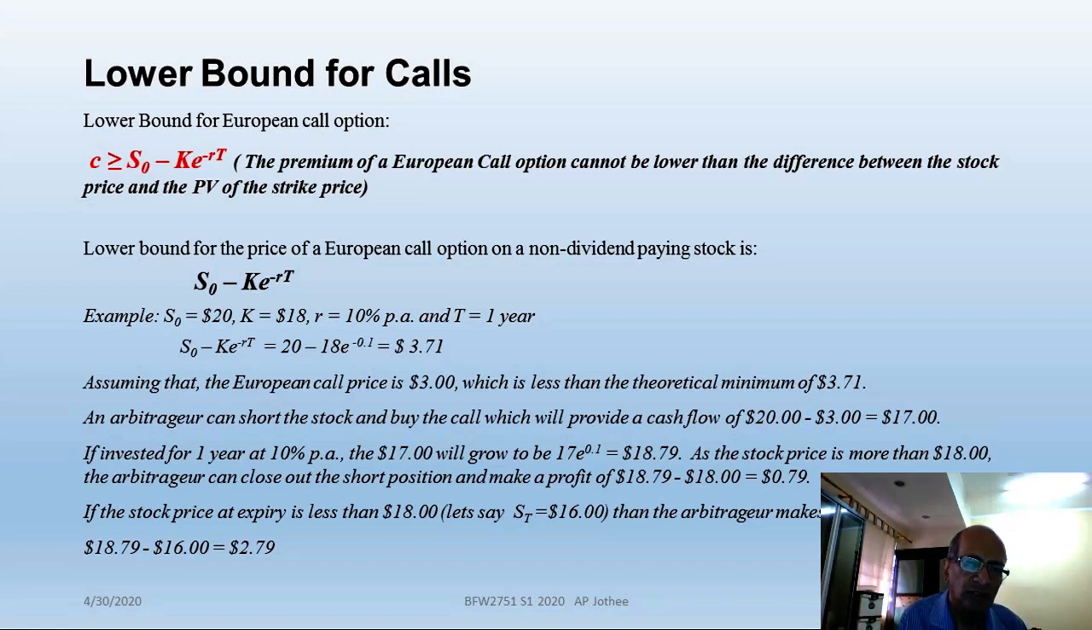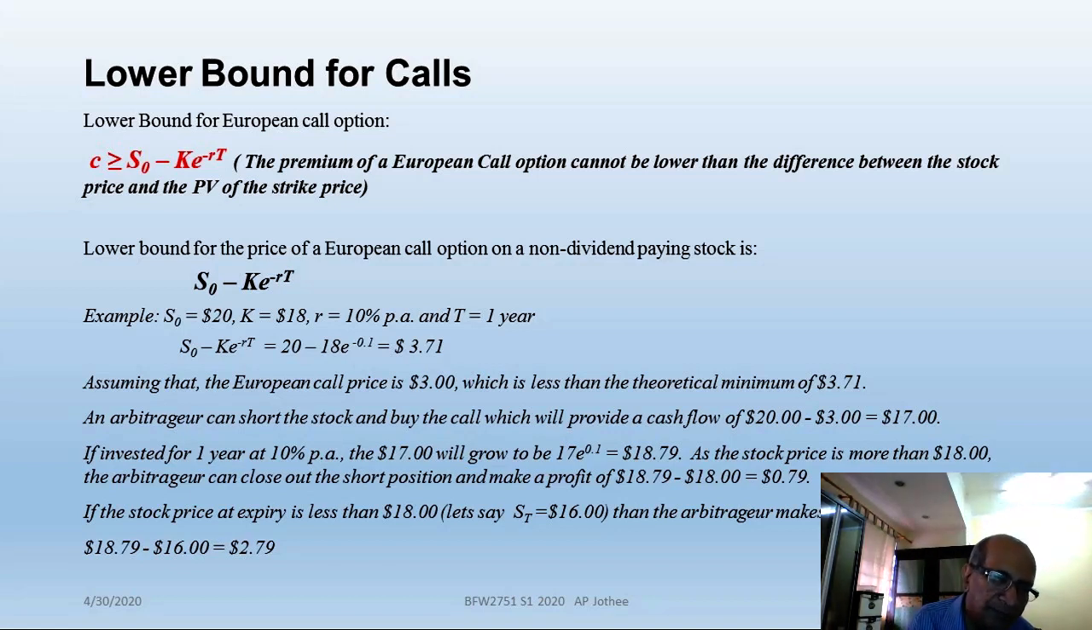The lower bound, it is said that the premium of the European call option cannot be lower than the difference between the stock price and the present value of the strike itself. So lower bound for a European call, what is the lowest the premium can go? It should not be lower than the difference between the current stock price and the present value of the strike. If it gives you zero, then it's no use. So the lower bound for the price of a European call option on non-dividend paying stock is S0 minus K e to the power of minus RT, because you're discounting it to the present value.